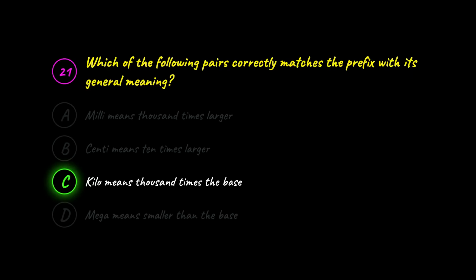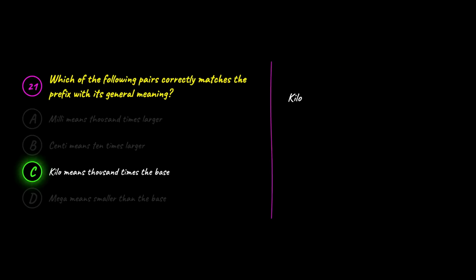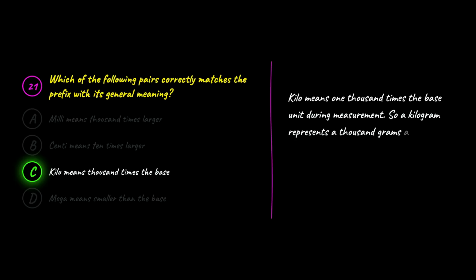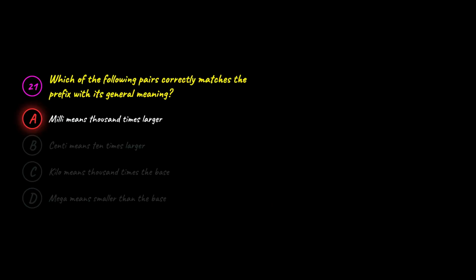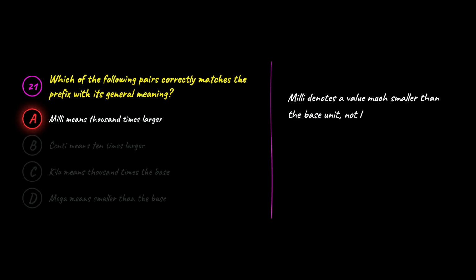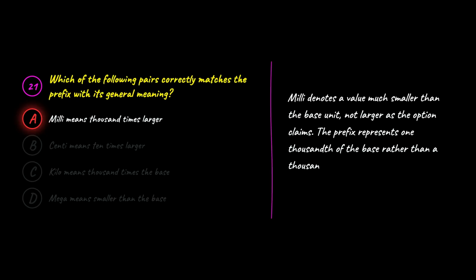The correct answer is C. Kilo means 1,000 times the base. C is correct because kilo means 1,000 times the base unit during measurement. So a kilogram represents 1,000 grams and a kilometer represents 1,000 meters. Used commonly in scientific measurement work everywhere today in science. A is wrong because milli denotes a value much smaller than the base unit, not larger as the option claims. The prefix represents 1,000th of the base rather than a 1,000-fold multiplication of the base unit during measurement.